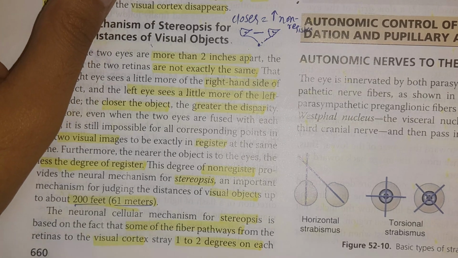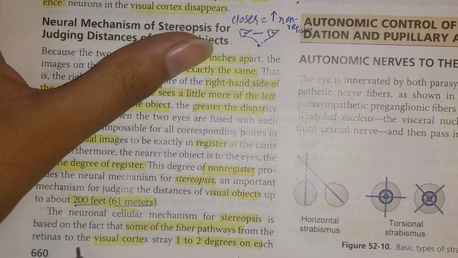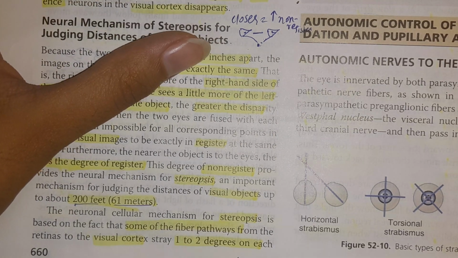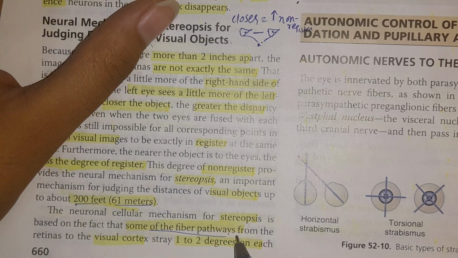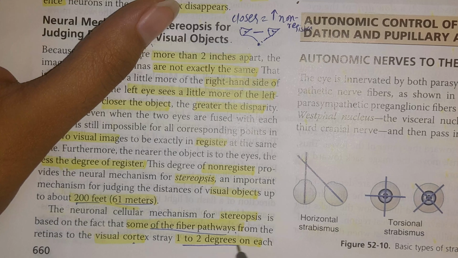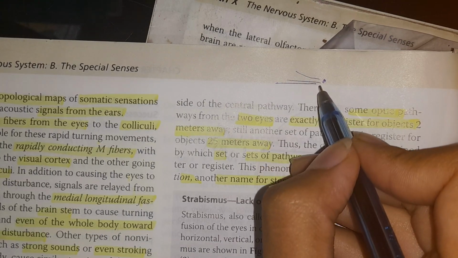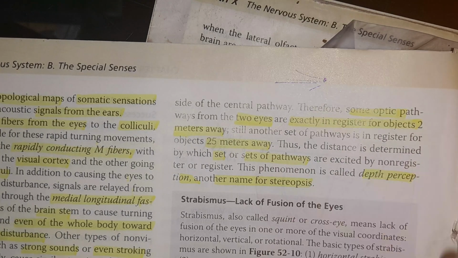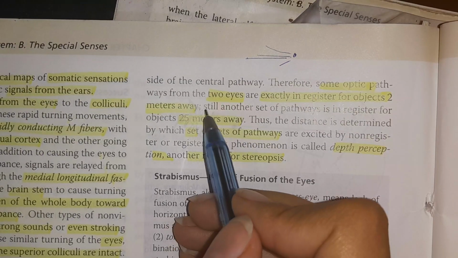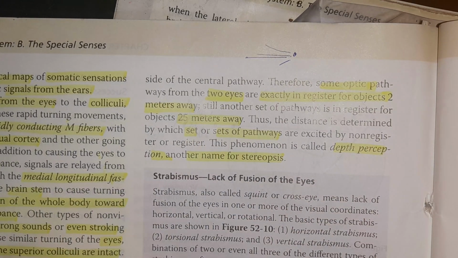And they are saying the neuronal cellular mechanism for stereopsis is based on the fact that some of the fiber pathways from the retina to the visual cortex stray 1 to 2 degrees on each side of the central pathway. The fibers traveling from the retina to the visual cortex stray 1 to 2 degrees on each side. For example, these are the fibers and this is the main pathway, but certain fibers stray 1 to 2 degrees away from the main central pathway. Therefore, some of the optic pathways from the two eyes are exactly in register for objects 2 meters away. Still another pathway is in register for objects 25 meters away.